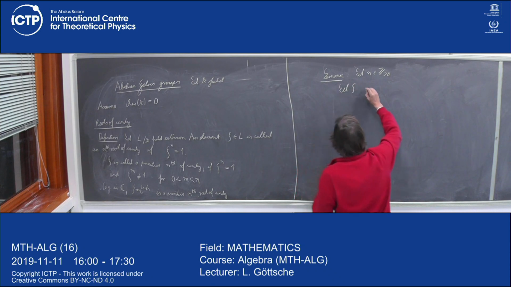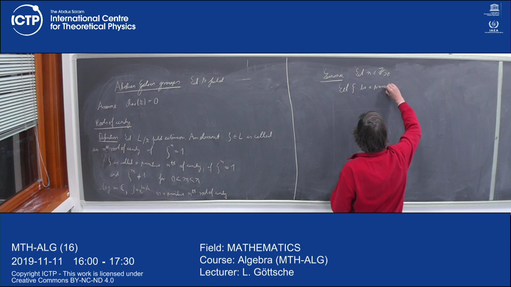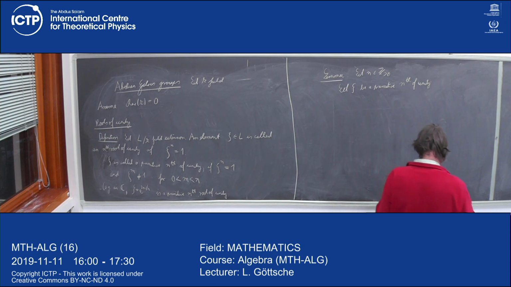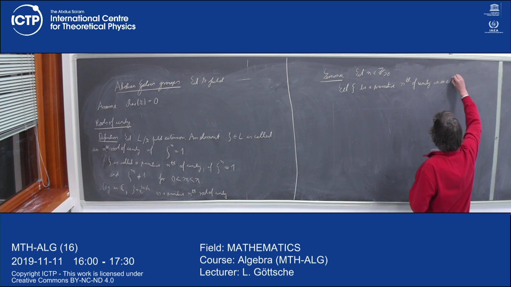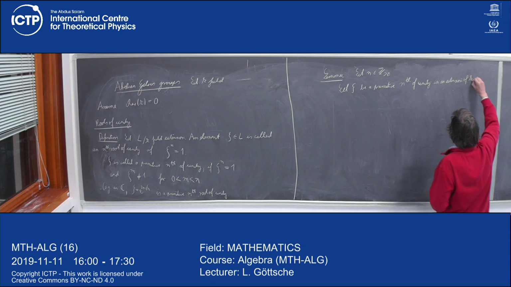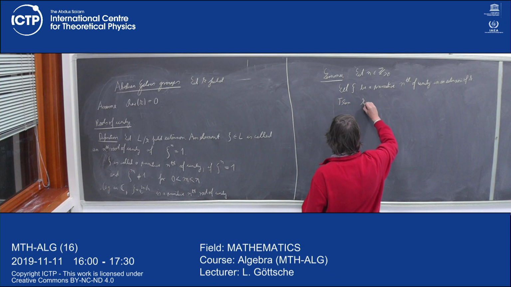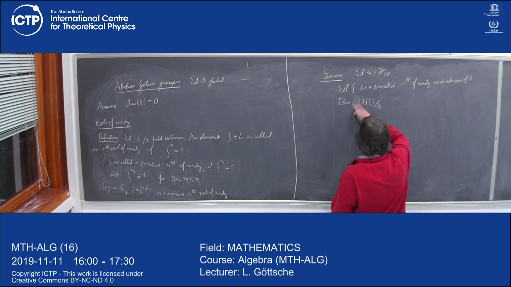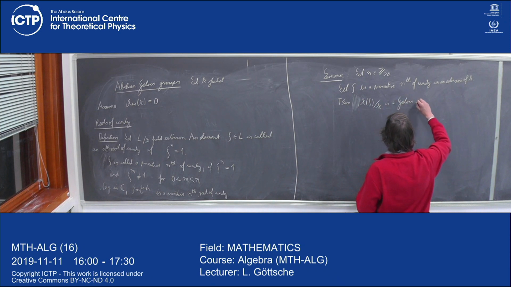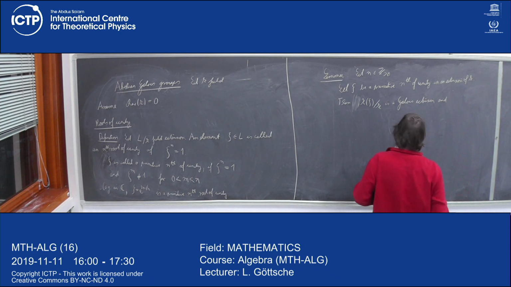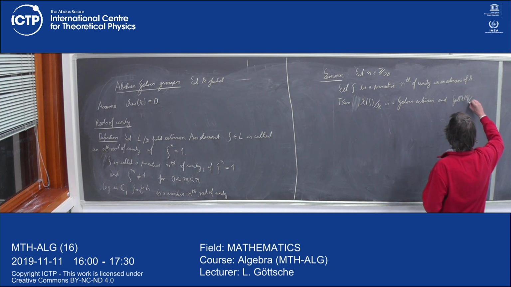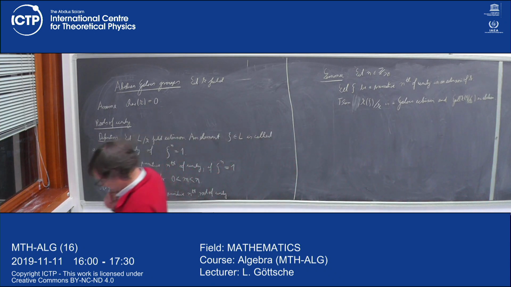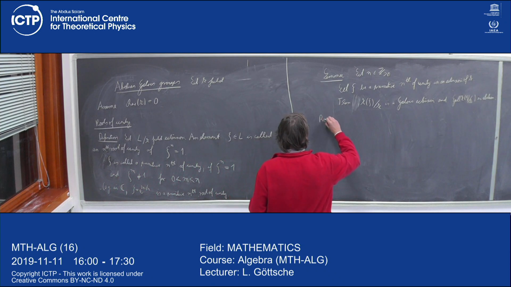Let zeta be a primitive nth root of unity in an extension of K. Then, if I take the field extension K(zeta) over K, this is a Galois extension, and the Galois group is abelian. Okay, so this is one such example. So let's look at it.